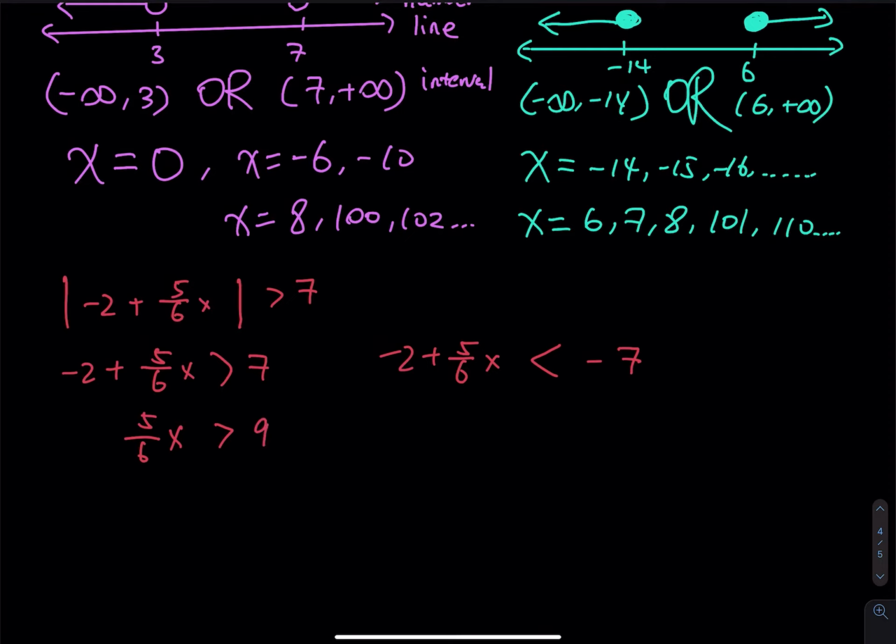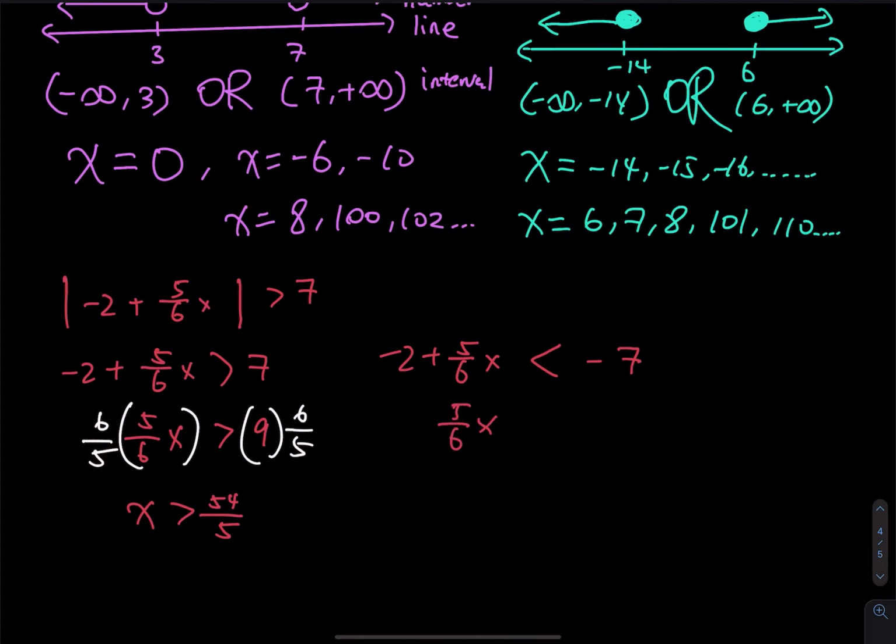And then you multiply both sides by the reciprocal of the coefficient, 6 over 5. That is the only way to remove the 5 over 6. And then you have x greater than 54 over 5.